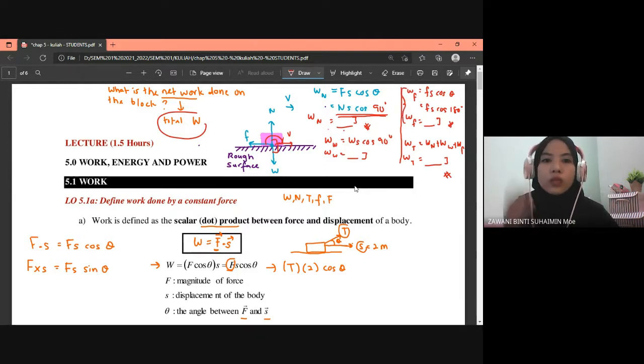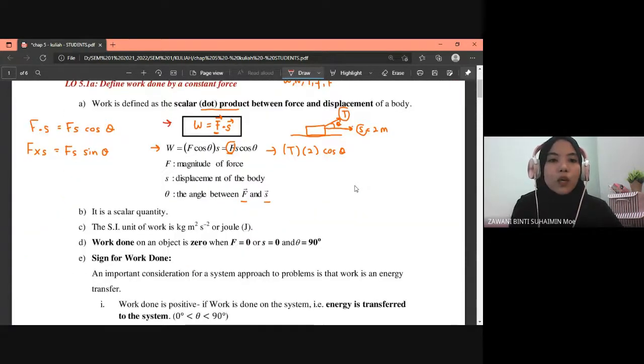Tapi kalau dia minta total work done, so maksudnya kita kena analyse what are the forces acting on the system secara keseluruhannya. Okay, so barulah kita dapat total work done acting on the system. That is the idea of this equation lah. Okay, alright. So work is a scalar quantity and the unit will be joule ataupun kg meter square per second square.